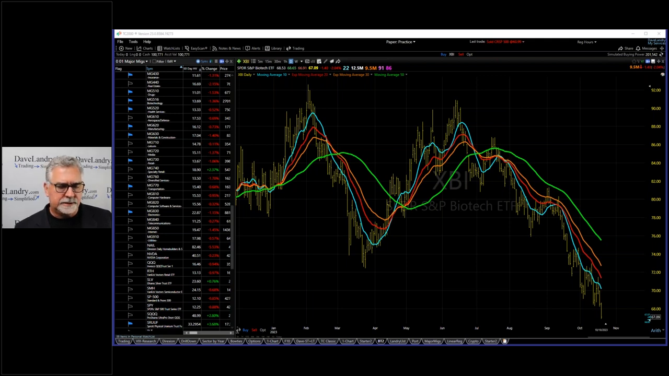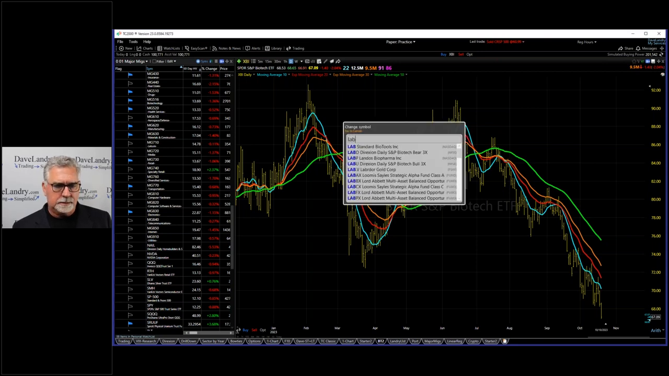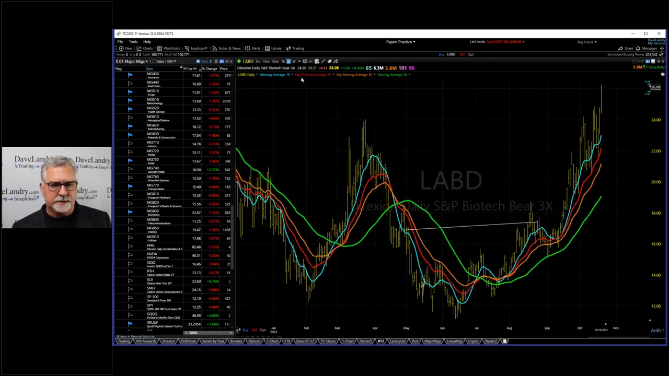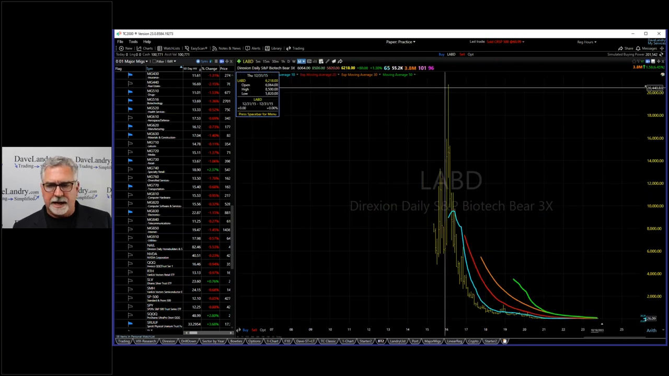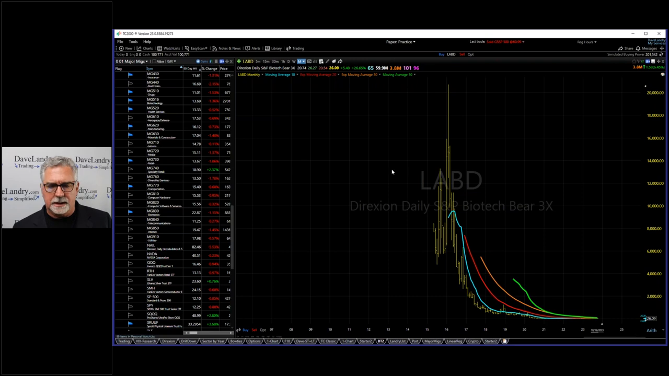And all of those ETFs, let me just show you real quick. All of those ETFs eventually go to zero. That's LABD. It's been pretty impressive lately. But let's take a look at a monthly chart on that. Okay? So LABD was $20,000 and now it's $26, okay?